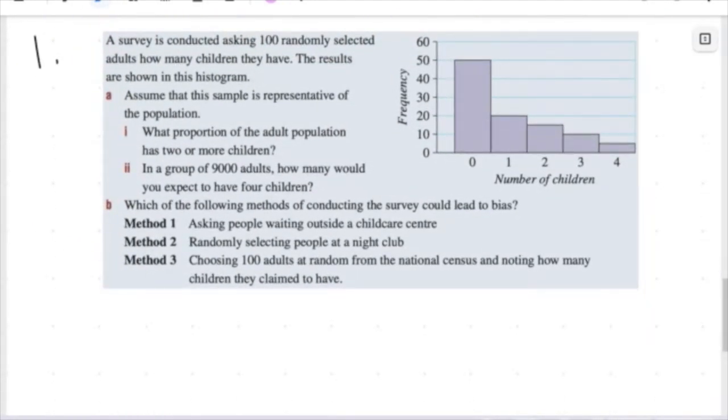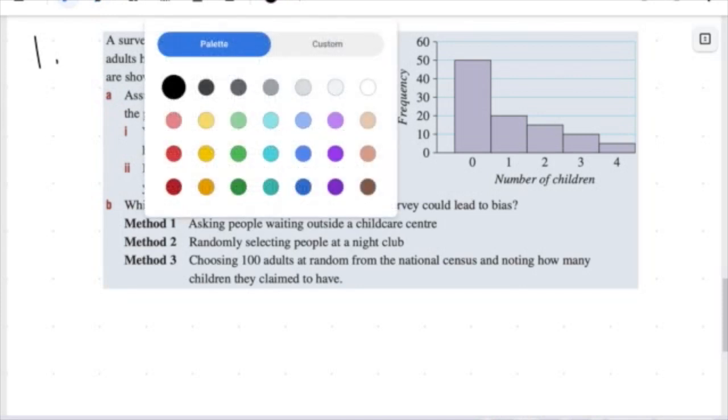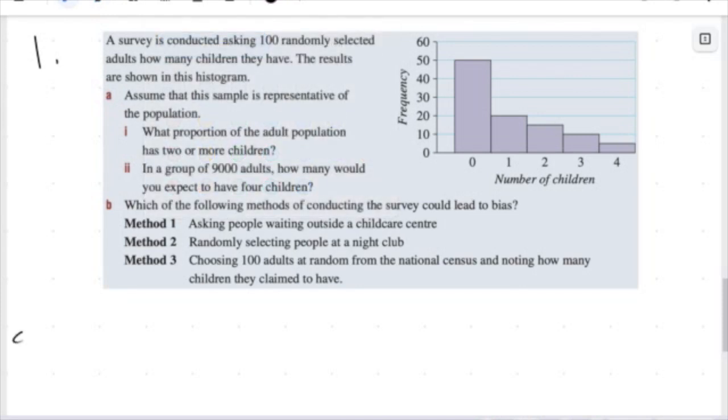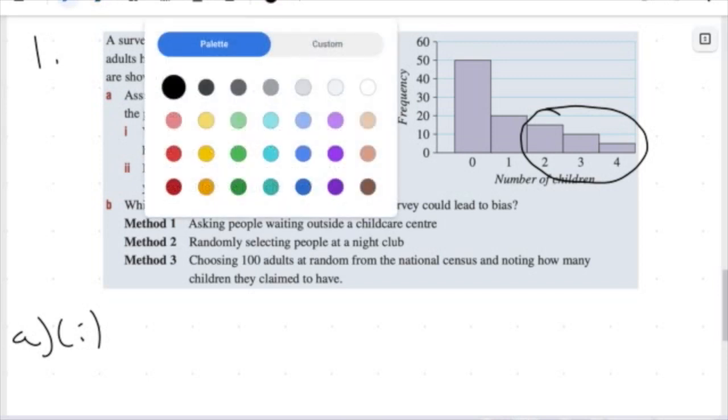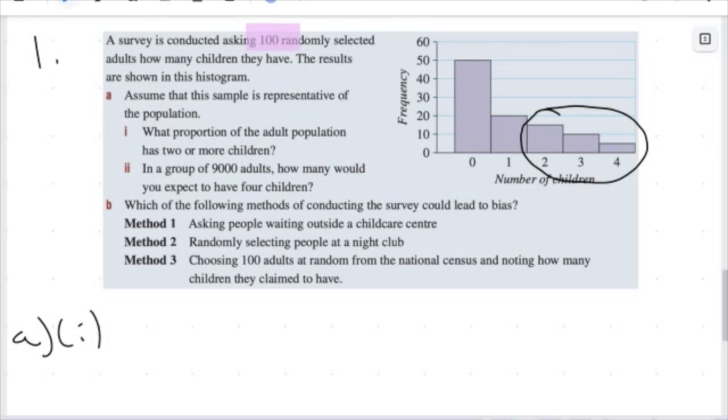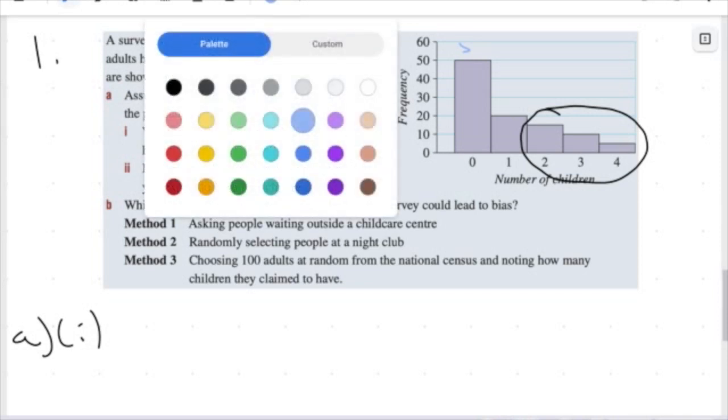Now, what proportion of the adult population has 2 or more children? So, 2 or more children. We are looking at this part of my histogram here. And what I'm going to do is I have a frequency. So the total amount of people surveyed is 100. So here I have the people that answered. I'm just getting information from my graph. The people that have 0 children is 50. Let's do that in a different color.